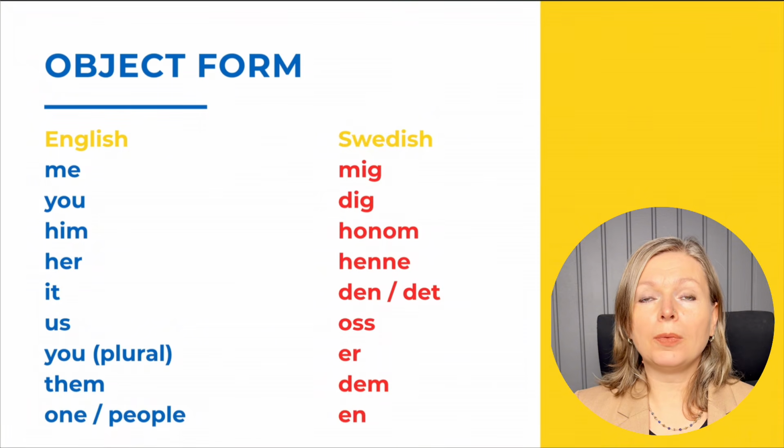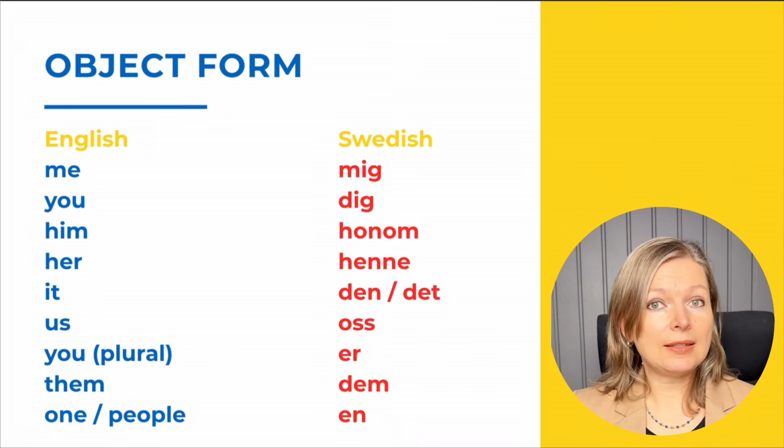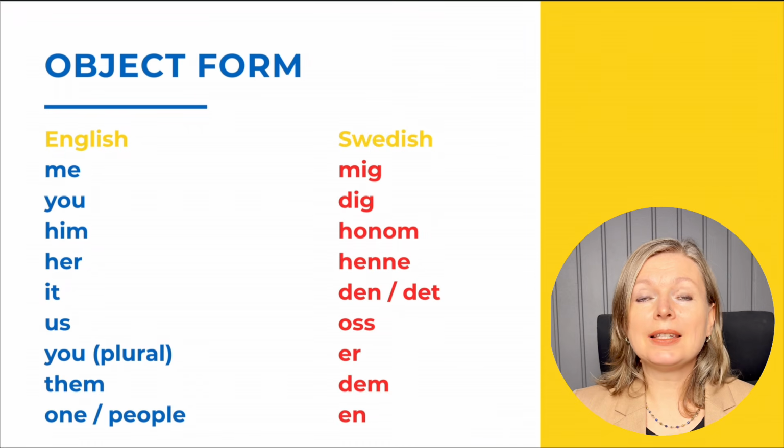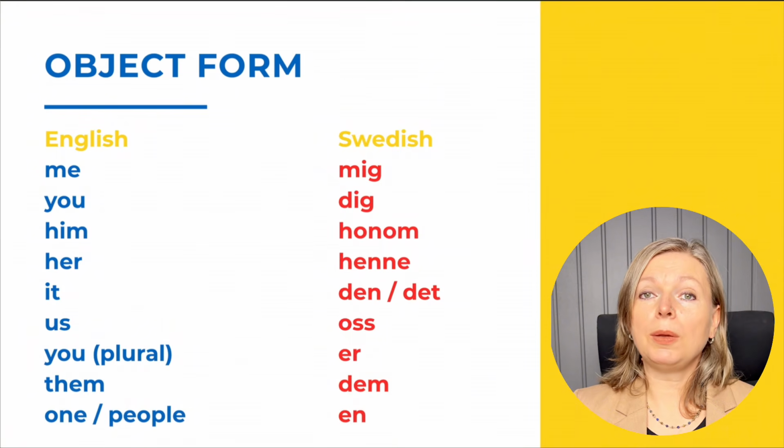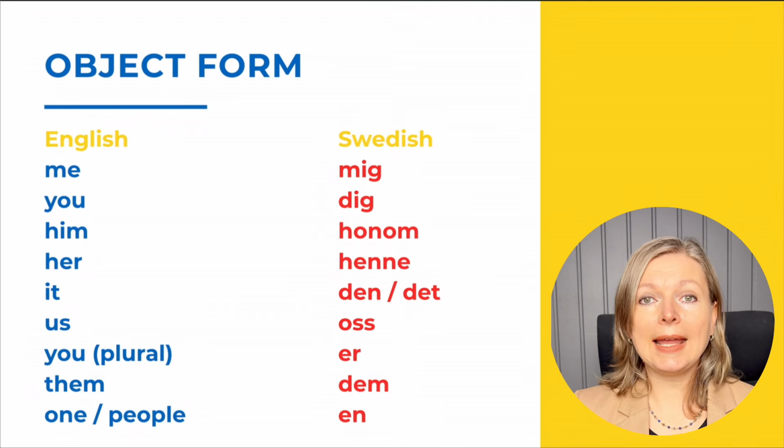Them, dom. Here again we pronounce the object form as dom as well, the same as the subject form, but the spelling is different. We spell it as D-E-M, dom. And then one, people in general, en.